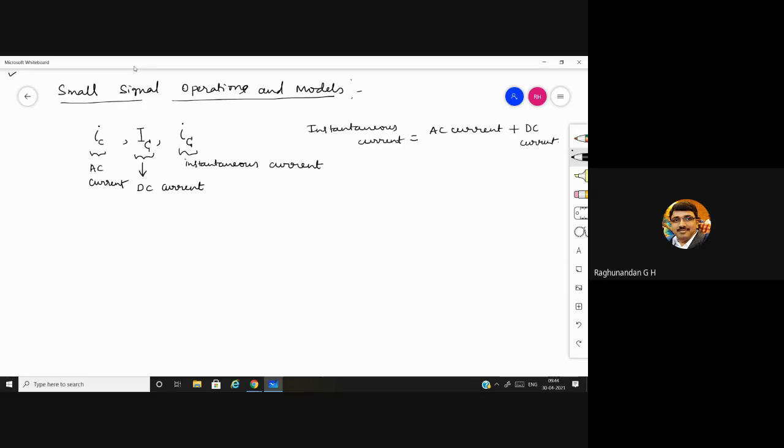What was the input given? Input voltage given to the open-ended experiment. See, the open-ended experiment was voltage divider bias. Try out. What was the value given? Nobody remembers? 12 volts, sir. 12 volts. Okay. So if you give 12 volts, what was the output you are getting?